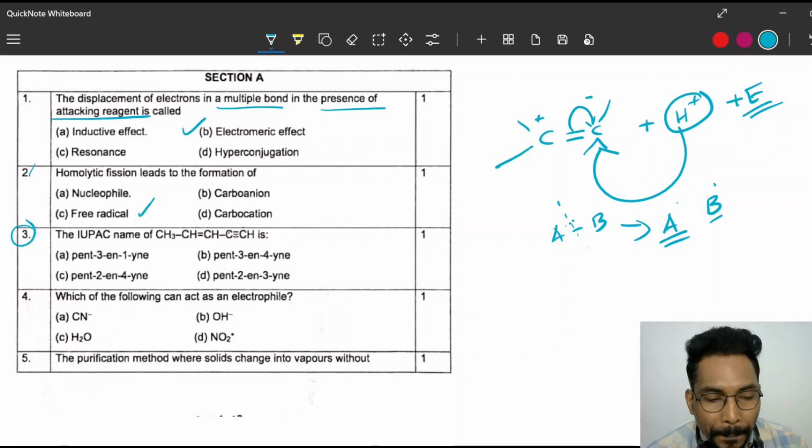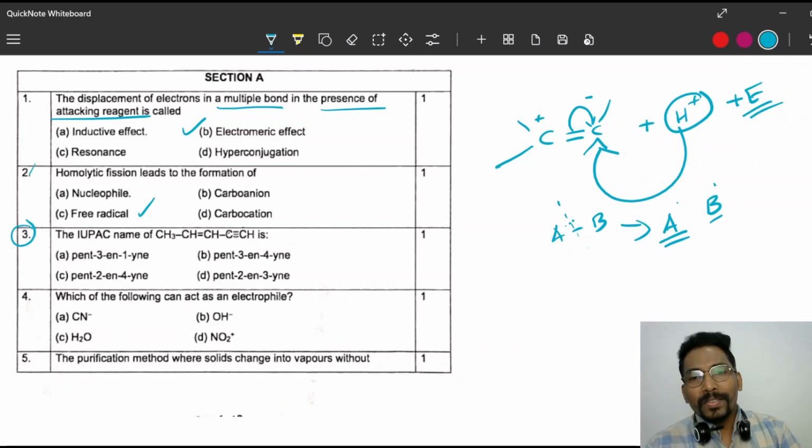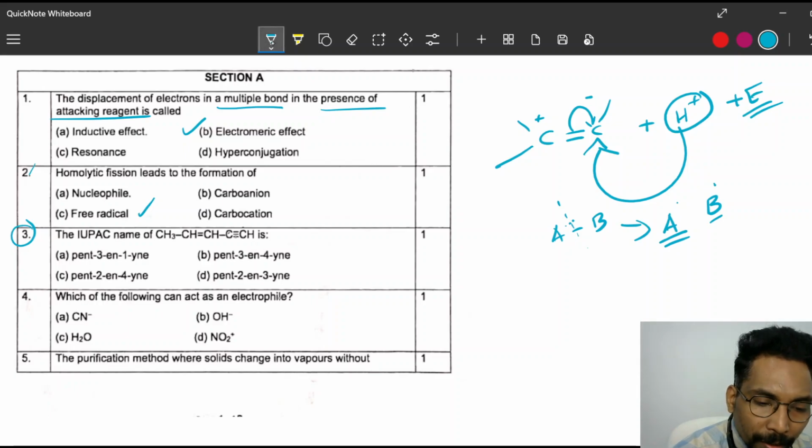Okay, we can move to the next one. Third one: the IUPAC name of CH3 CH double bond CH, C triple bond CH. It's a very important question. We can discuss that.